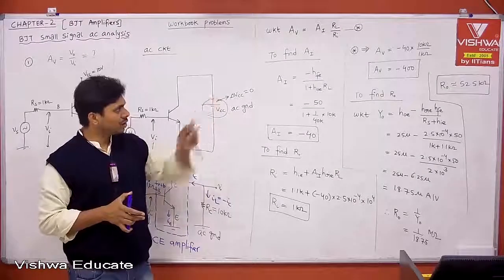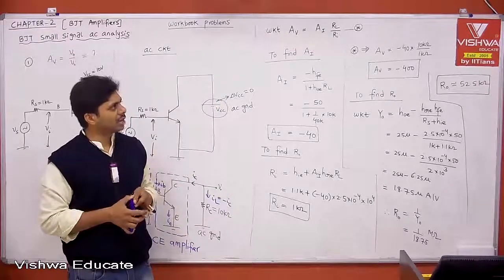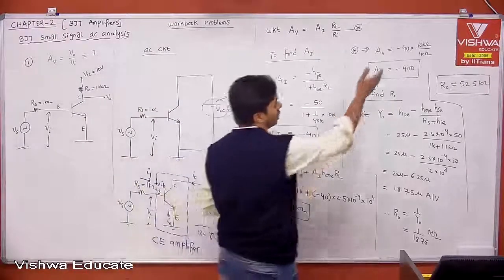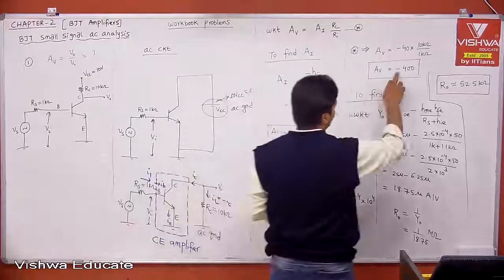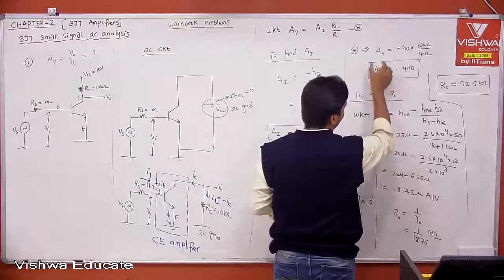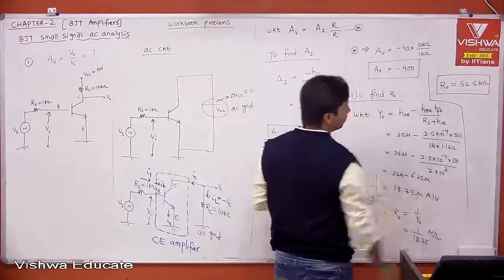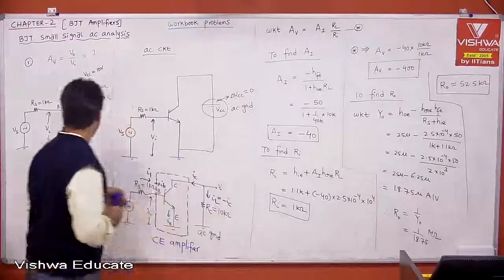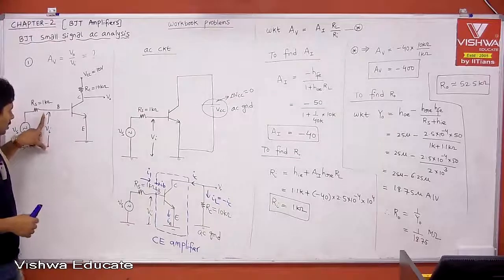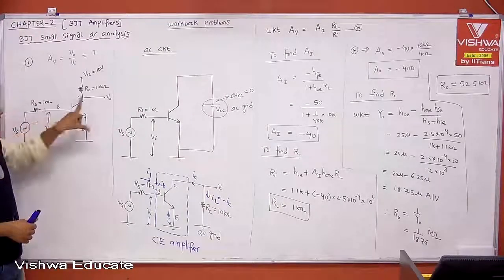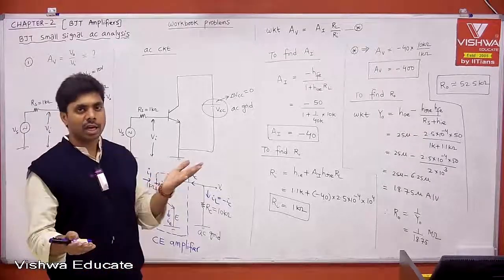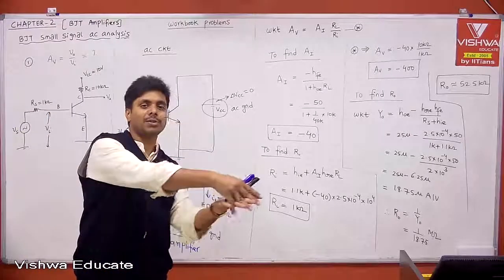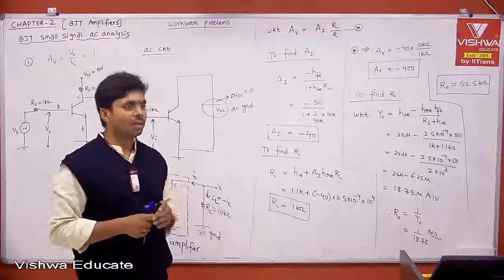Magnitude. Now, let's go to voltage gain. What is voltage gain? That is minus 400. Again, I'll explain the meaning of minus. But what is the magnitude? AV is equal to 400. It means whatever signal you apply here, let us say 1 millivolt peak to peak, you will get 400 millivolt peak to peak. Therefore, 400 times your input signal is applied to your load. That is nothing but your voltage gain.